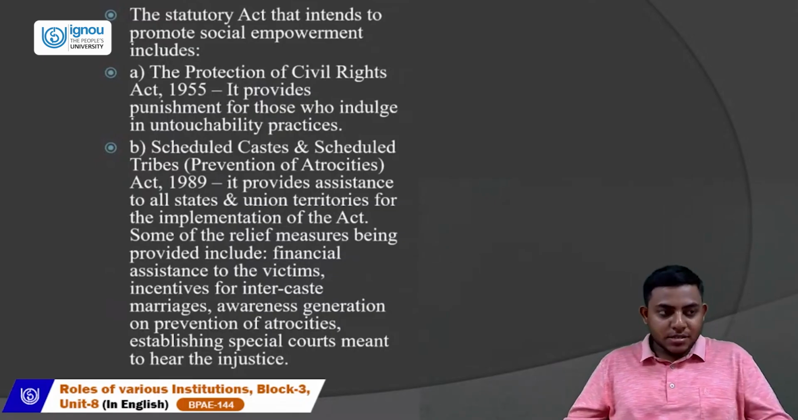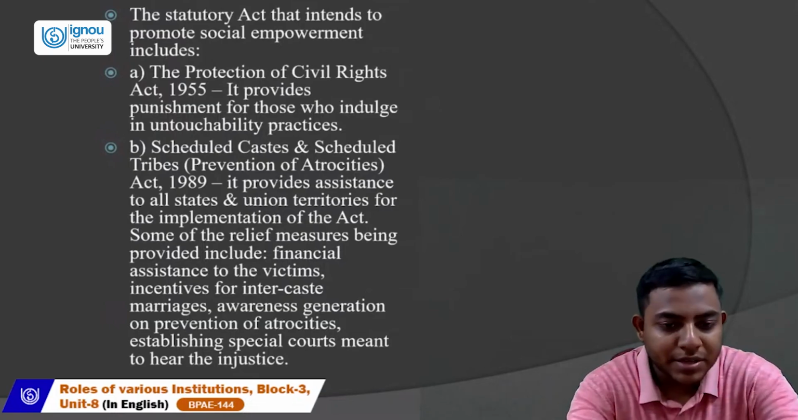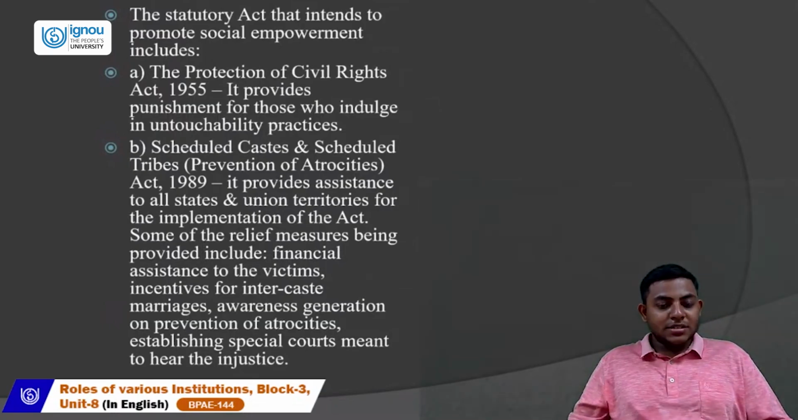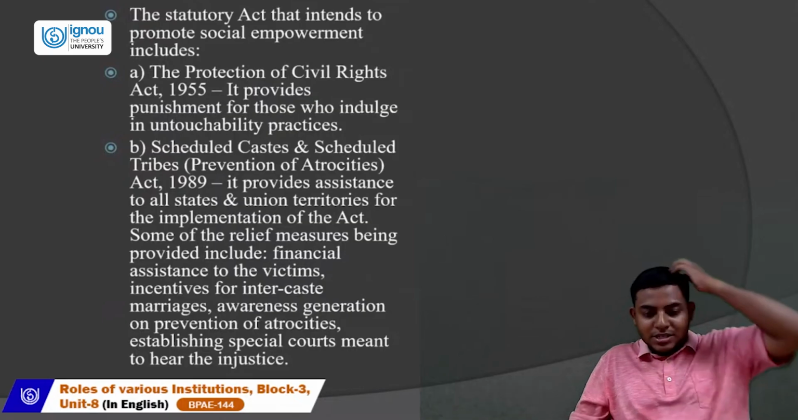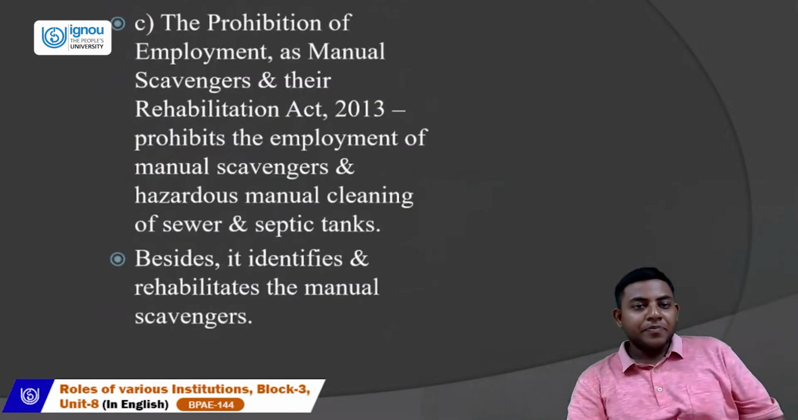It provides assistance to all states and union territories for the implementation of the act. Some of the relief measures being provided include financial assistance to the victims, incentives for intercaste marriages, awareness generation on prevention of atrocities, and establishing special courts meant to hear the injustice.